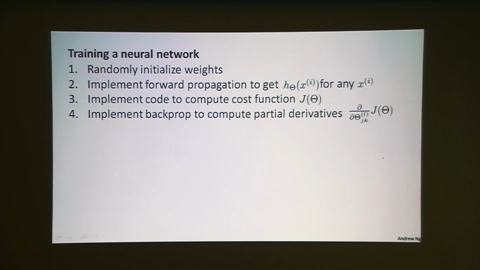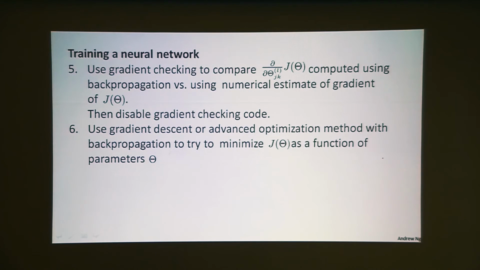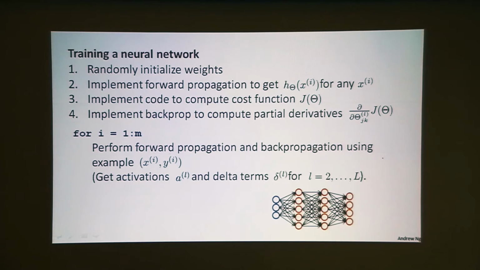So, and then putting together the steps you need to train a neural network. Here they are. First, you randomly initialize the weights. And then, implement forward propagation. Forward propagation is the name of the algorithm that computes the outputs given any new input x. Implement code to compute the cost function. Implement backprop to compute the partial derivatives. And then repeatedly use forward prop and back prop, implementing gradient descent basically.